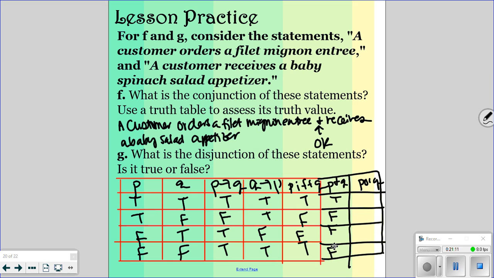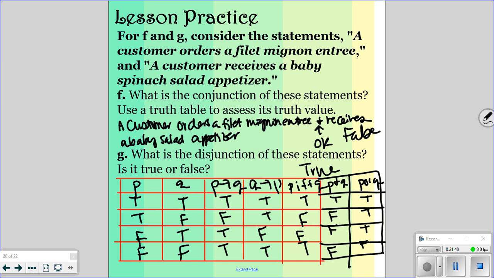So the conjunction, it says the customer orders a filet and receives a baby salad. That's not true, because if they order a filet, they receive leek soup. So this is going to be a false conjunction. But the disjunction is true when one of them is true. So true, true, true, false. So do they order a filet or receive a baby salad? Yes, that is true. So the disjunction is a true statement.